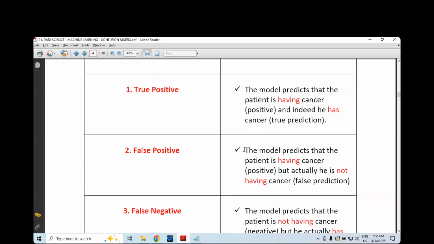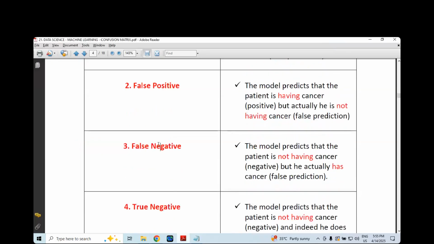What do you mean by false positive? The model predicts that the patient has cancer, but actually has no cancer. What is the problem here, sir? Point number one, the patient went to the hospital. The model is telling that so and so person has cancer, but he has no cancer. What is the problem here? The doctor will start medication for no disease. Serious issue. Make a note on this.